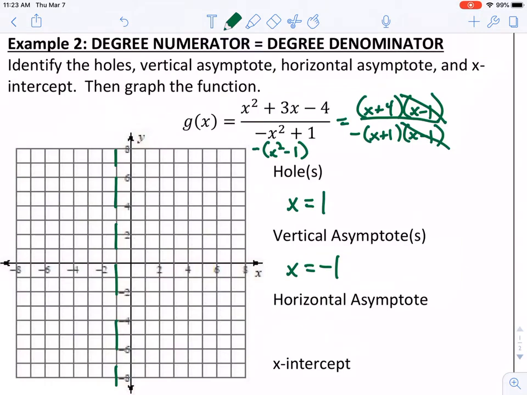There we go. Now we have to compare our degrees. So we have x squared and x squared. They're the same. So therefore, we have to look at the leading coefficients, which is 1 and -1. So now, this would be our fraction of 1 over -1, which in turn simplifies to -1. So we're going to put that on our graph. Okay, and again, make sure these asymptotes are dashed, not solid.